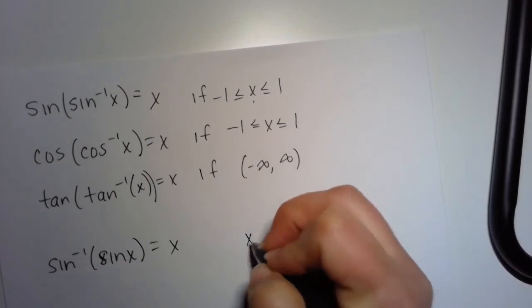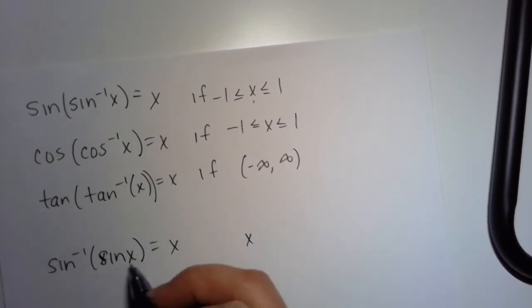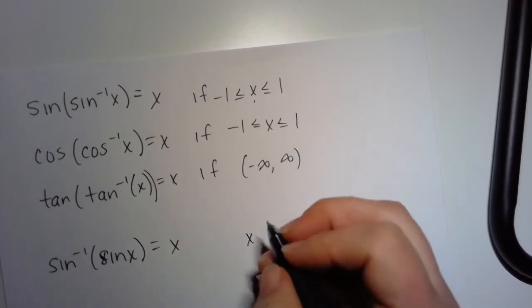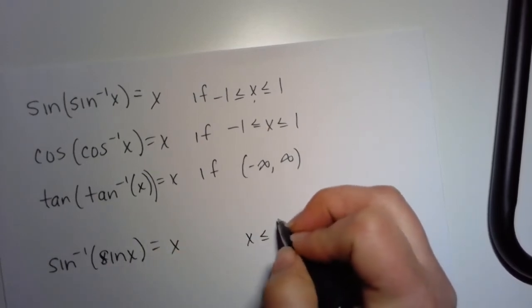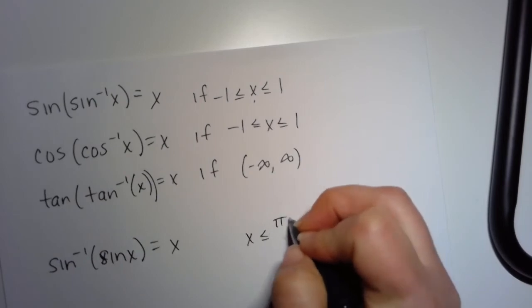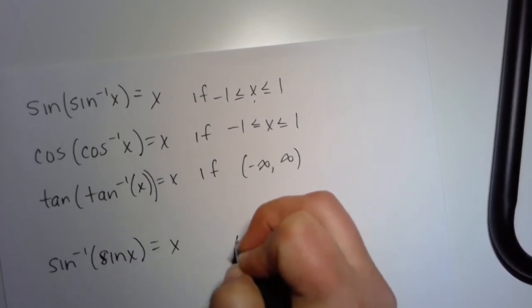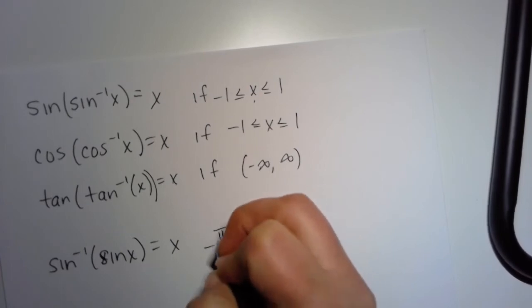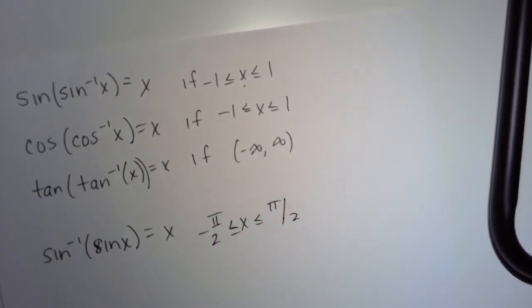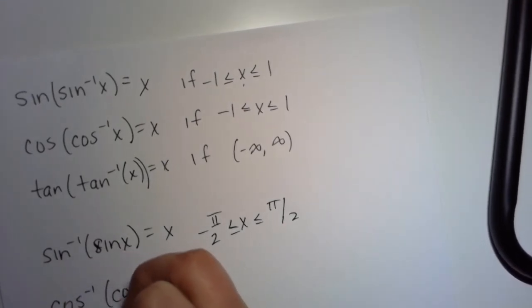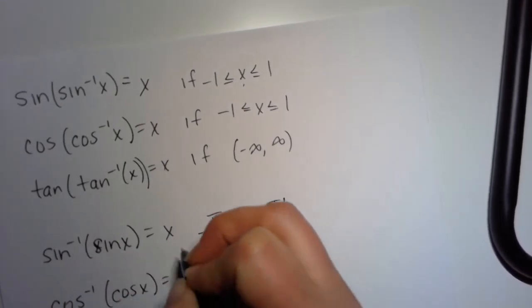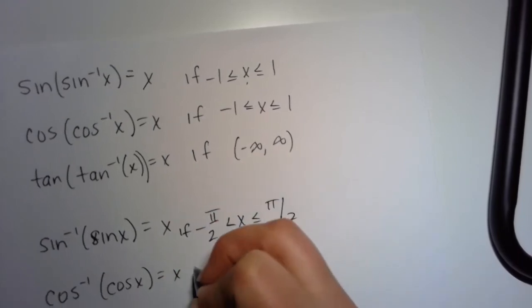As long as I'm staying with my domain restriction here to make my function one-to-one. So if x is between pi over 2 and negative pi over 2, including, okay? Sine inverse of... cosine of x is equal to x. I should really put "if" in there.